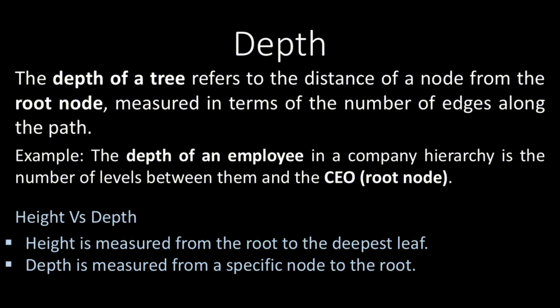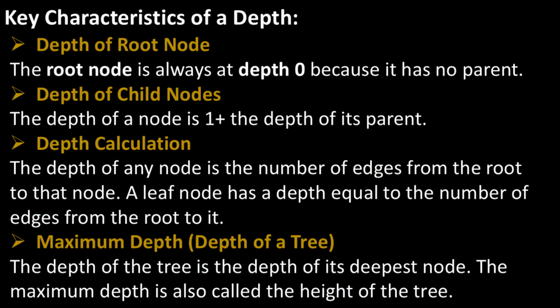So here are some key characteristics. First one, depth of a root node. The root node is always at depth 0 because it has no parents. Second one, depth of child nodes. The depth of a node is 1 plus the depth of its parent. Third one, depth calculation. The depth of any node is the number of edges from the root to that node. A leaf node has a depth equal to the number of edges from the root to it.